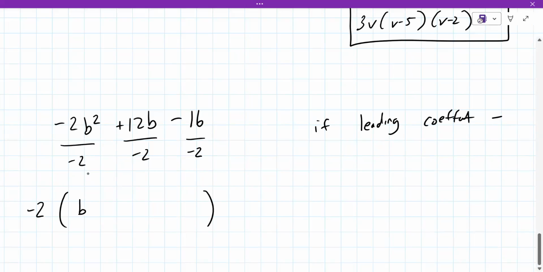b squared plus 6b. Isn't this a negative though down here? Positive divided by negative. Minus 6b. Good. Yeah, plus 8. Good. All right.